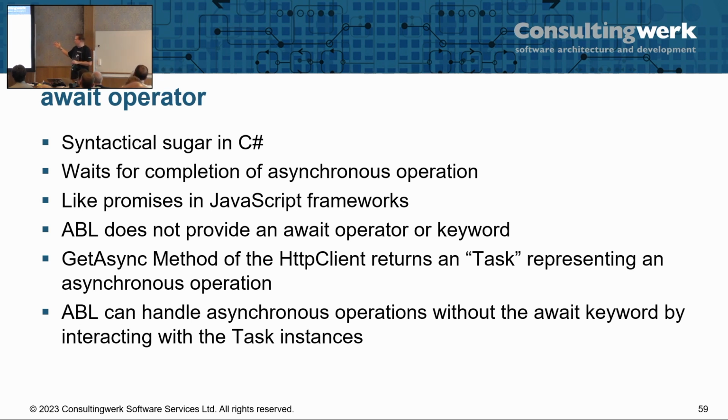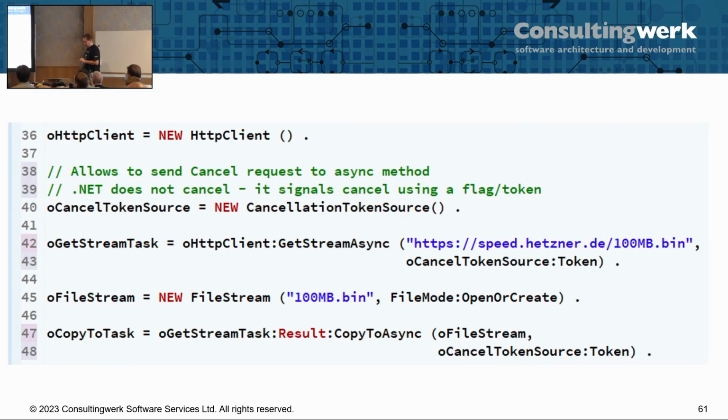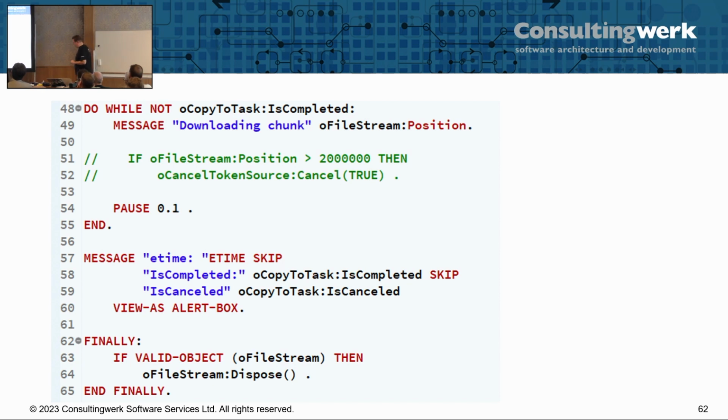We don't have an await keyword in the ABL. And I'm not expecting one in 12.8 either. But we can handle asynchronous operations. So that's now an ABL sample where I use an asynchronous operation. So I call into GetStreamAsync to download a file. And what I need to do is I need to run a loop waiting for the completion of the task, and I have to do a pause in between.